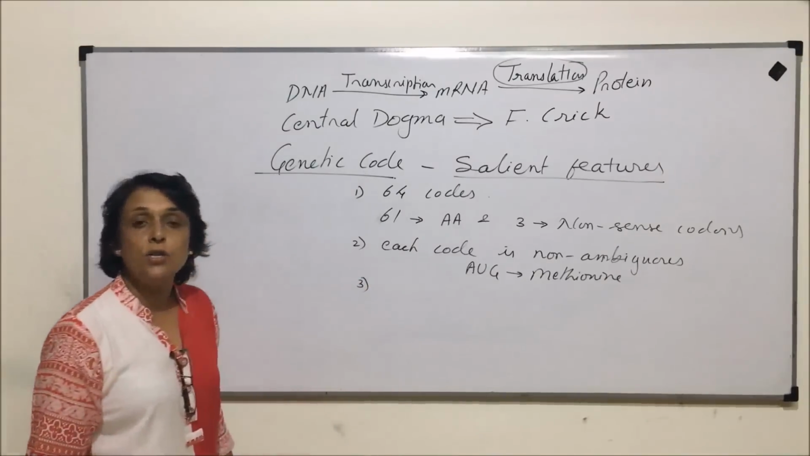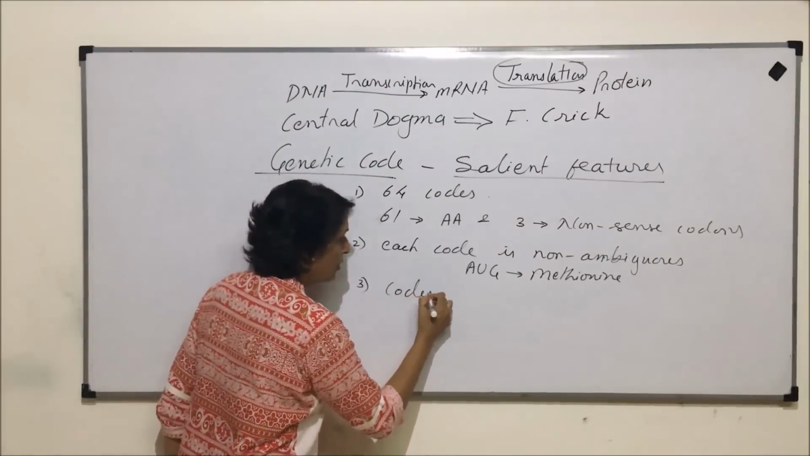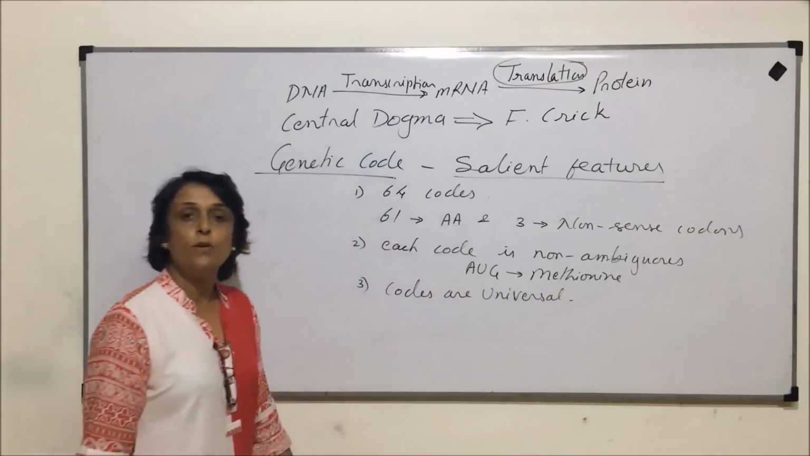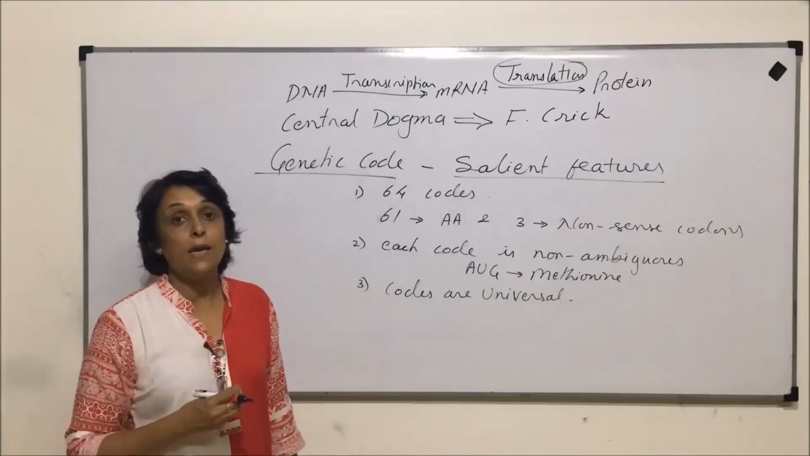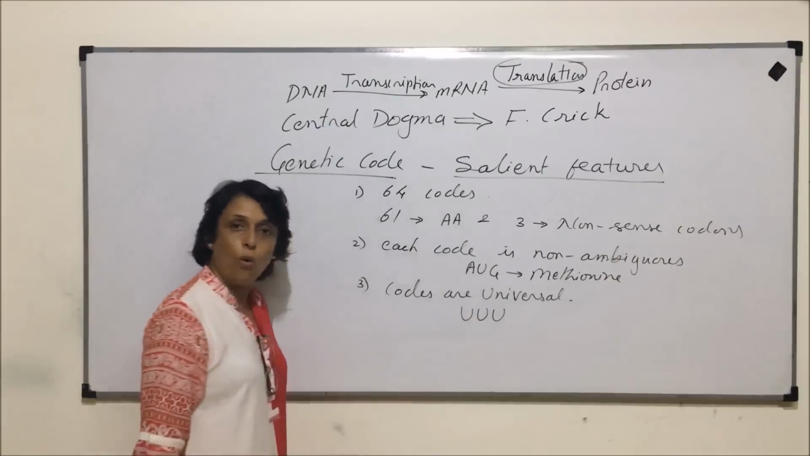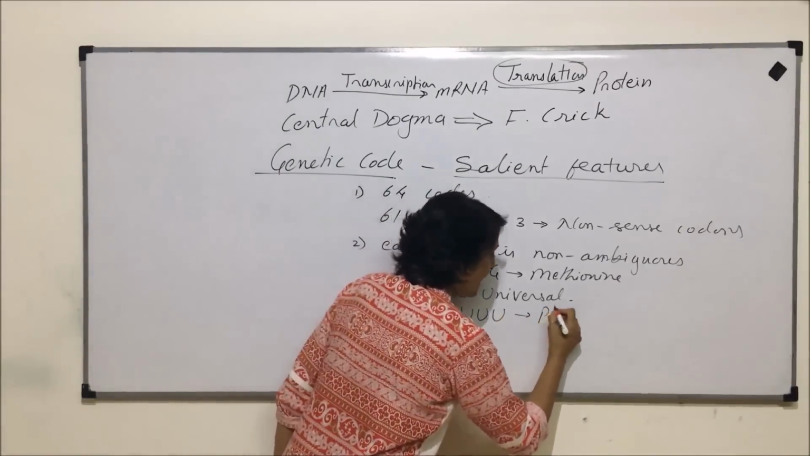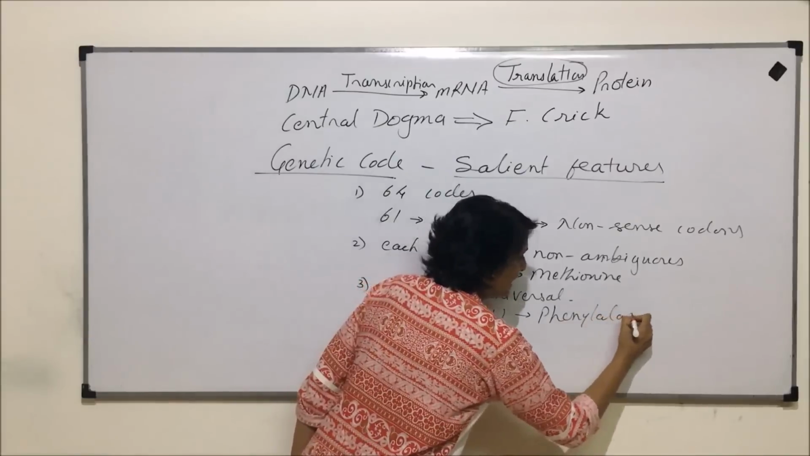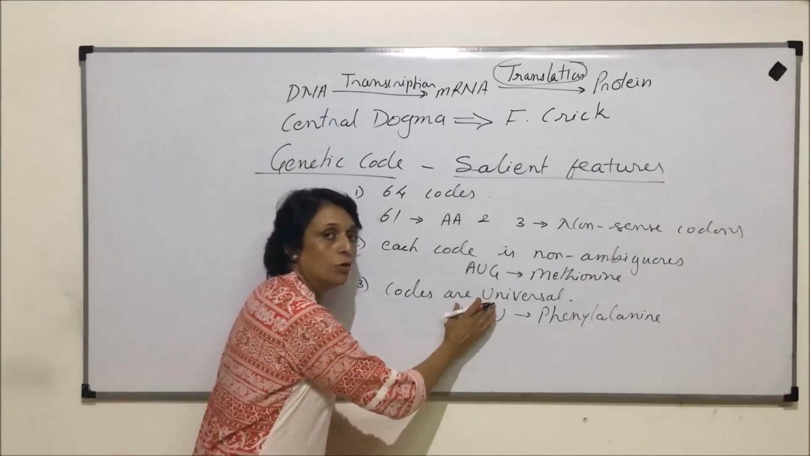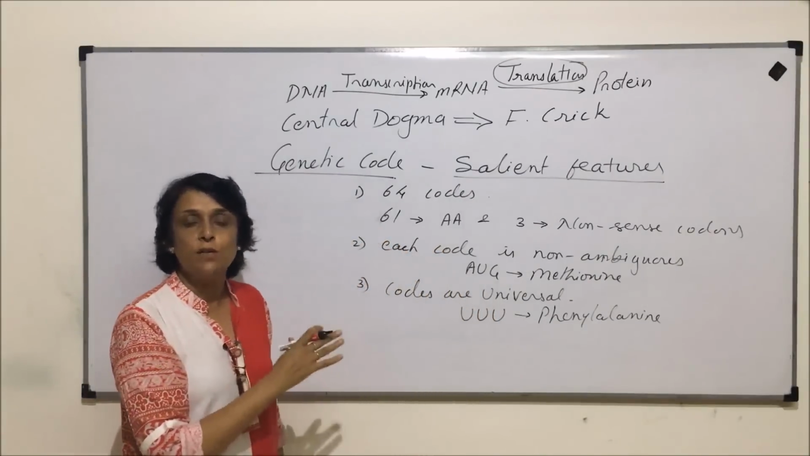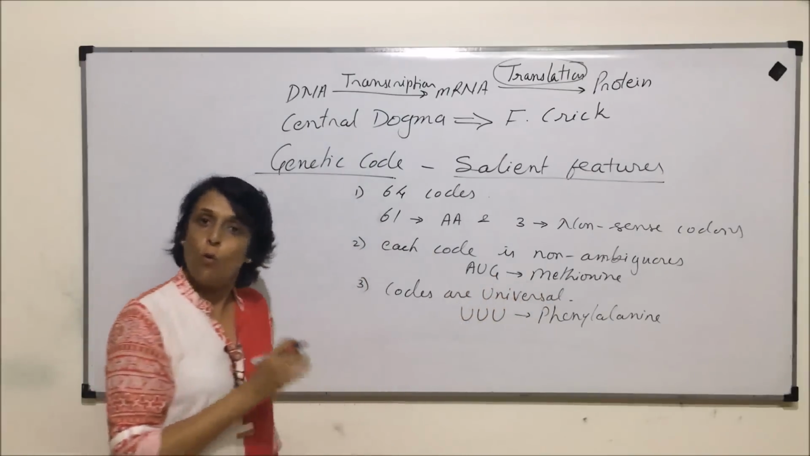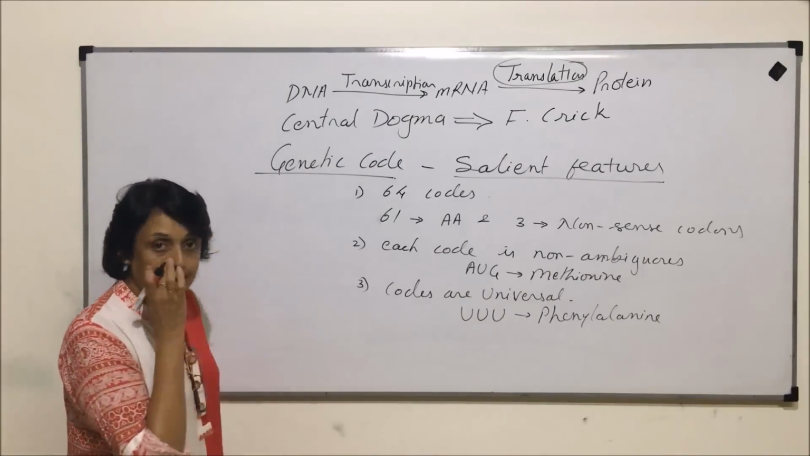Third, the codes are universal. That means whether you read that code in a bacterium or in a human cell, let us take an example. Say UUU, a code, it codes for phenylalanine, whether it is a bacterium or in human cell. So it is universal from the most primitive, simplest organisms to most evolved organisms. This code is going to code for only one amino acid, that is phenylalanine.